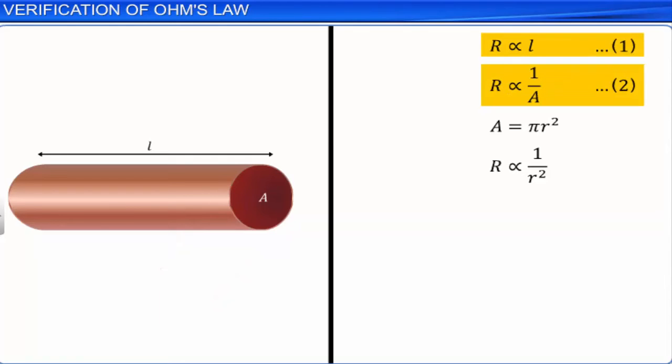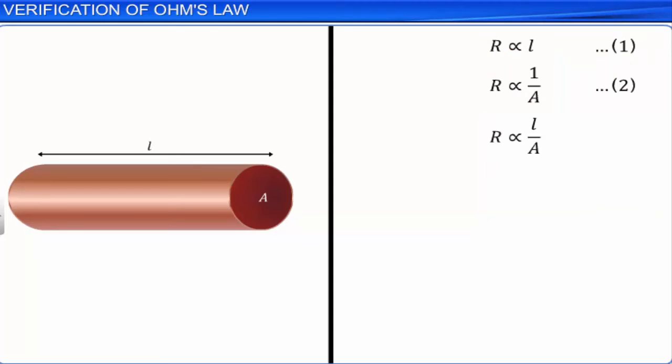Combining equations 1 and 2, we get R is proportional to L by A. Replacing the proportionality symbol, we use a constant ρ, which represents the resistivity or specific resistance of the conductor. Now, we have R is equal to ρ L by A. Let this be equation 3.